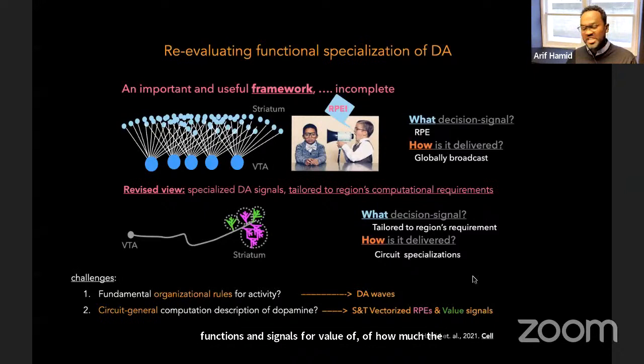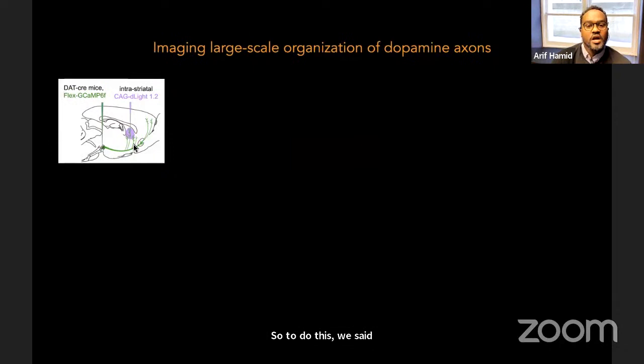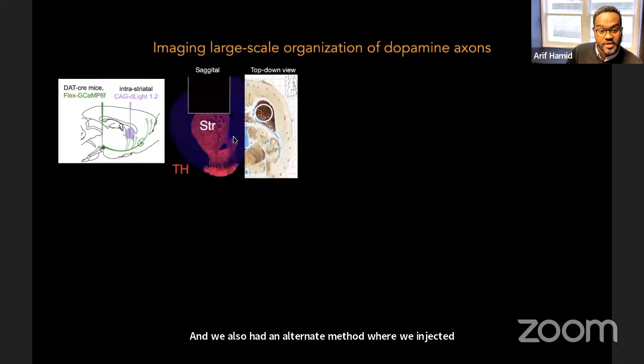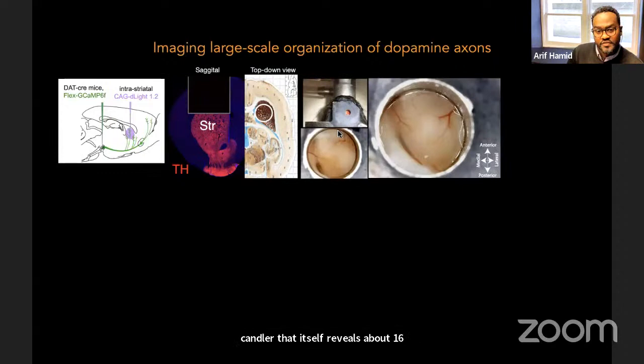So I'll provide a really brief synopsis of this work. To do this, we set out to image the large-scale organization of dopamine axons in the striatum. We injected large boluses of GCaMP into the midbrain in DAT-Cre mice. We also had an alternate method where we injected these fluorescent indicators of dopamine, dLight, directly into the striatum. We then aspirate off the overlying cortex to get optical access to the dorsal striatum and insert an optical cannula that reveals about 60 to 80% of the dorsal surface of the dorsal striatum. And this is what this view looks like. For reference, this is the lateral ventricle.